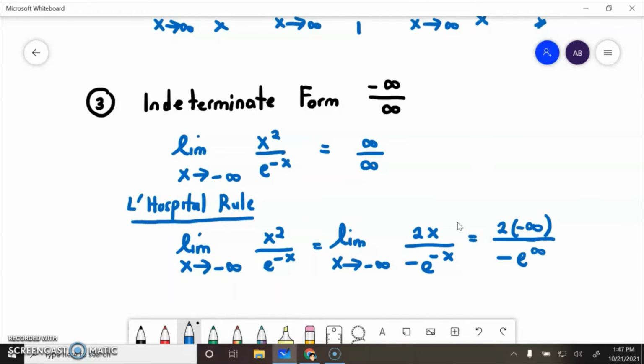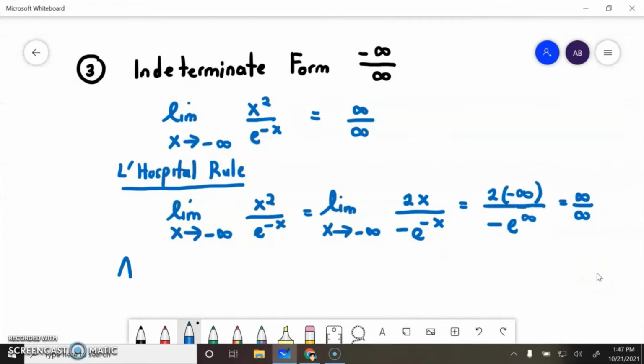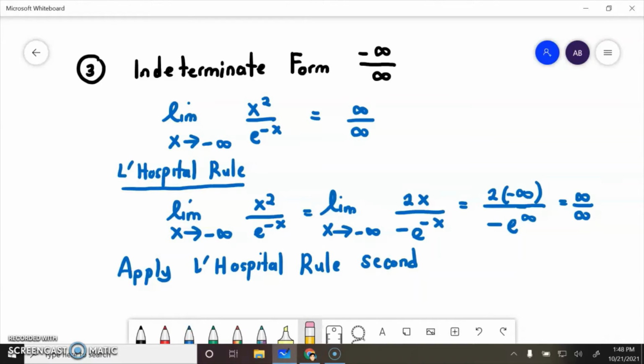So I can still get in the form of negative infinity over negative infinity. So it's still in this form. I'm still getting in this form, right? So what do I do? I gotta apply L'Hopital's rule a second time. If this happens, you gotta apply it a second time. Twice. Let's put it like that, it's much easier to write. Okay, you gotta apply it twice.